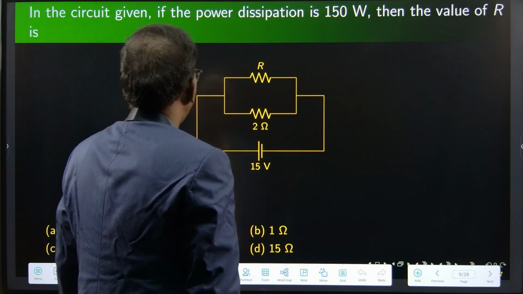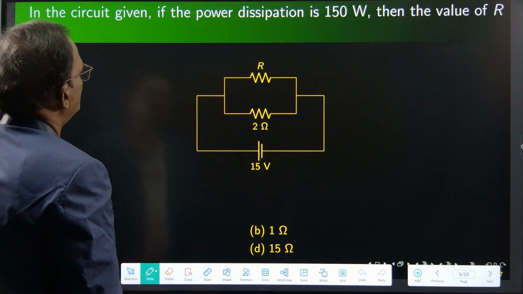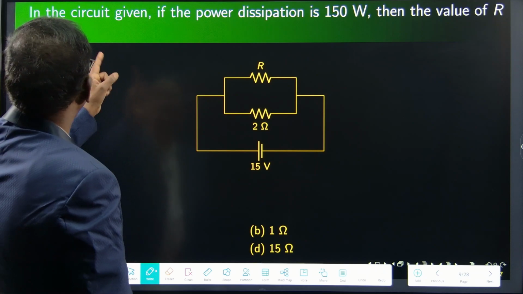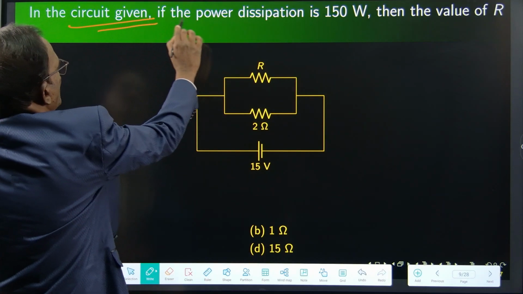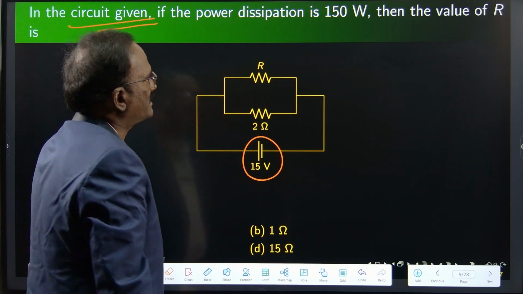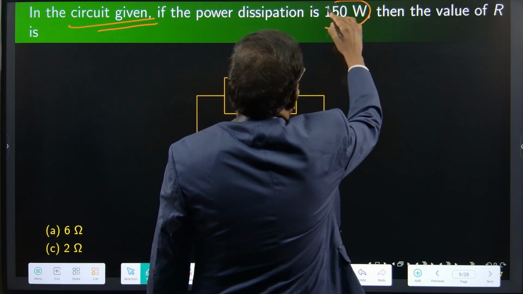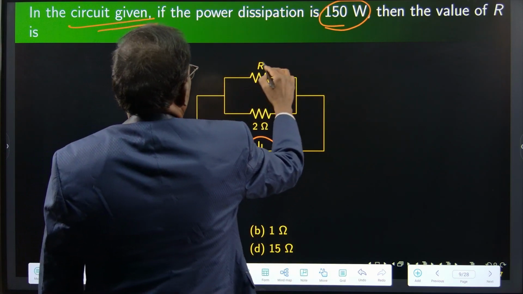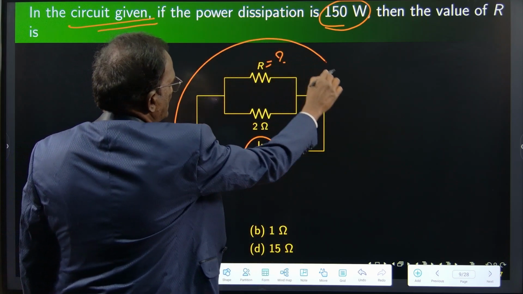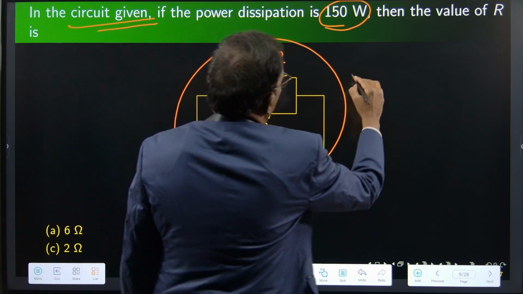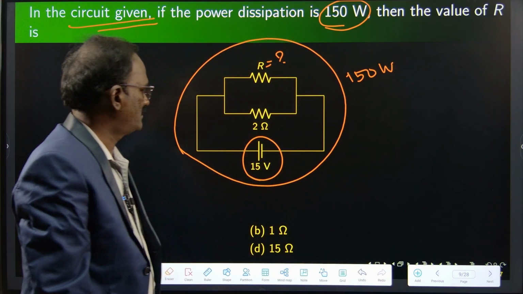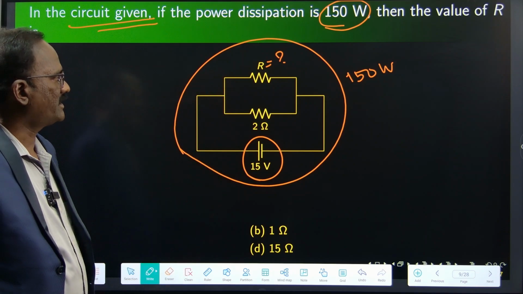Yes. The next one. In the circuit given, if the power dissipation is 150 watts, power dissipation means power dissipation of the battery is 150 watts, then the value of resistance is what? What is the value of resistance? So the power dissipation of the entire circuit is 150 watts. What is the value of R here?